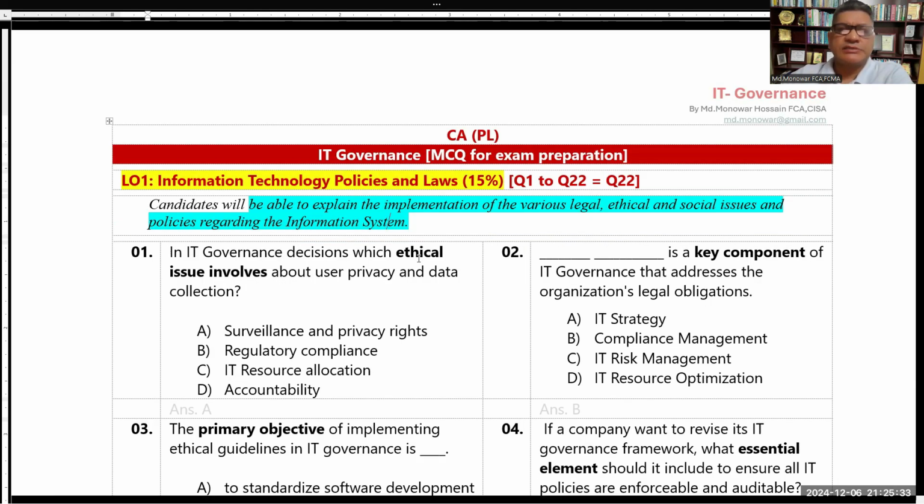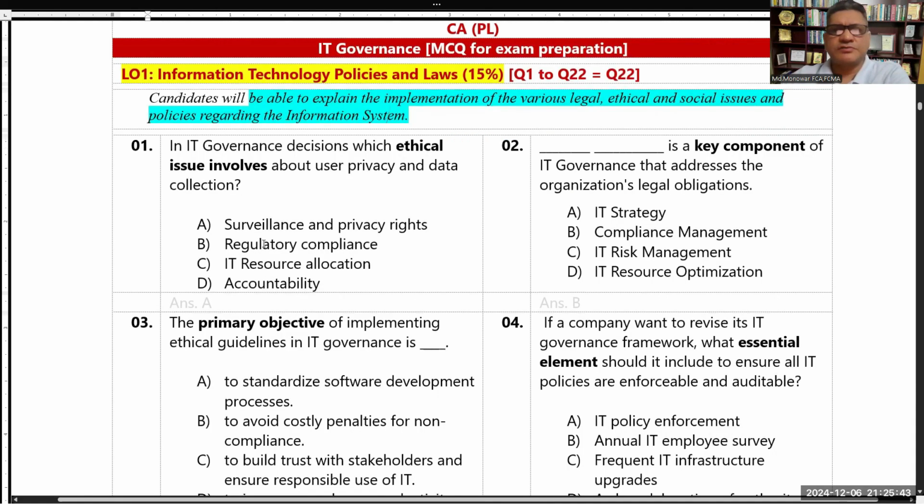So practically we'll see here 22 questions, from 1 to 22. The first one: in IT governance decisions, which ethical issue involves user policy and data collection? Due to time constraints, we will discuss only the answers.